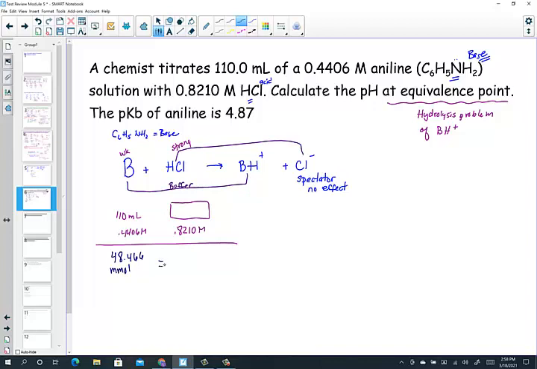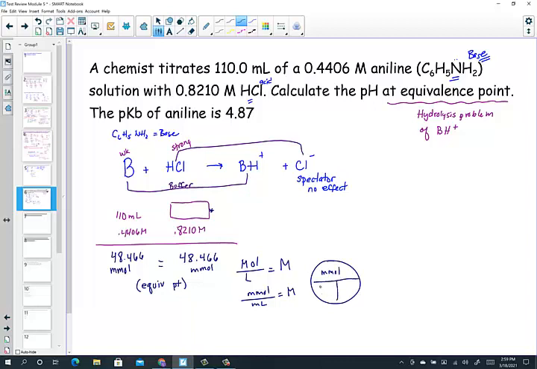The very definition of equivalence point says moles of base equal moles of acid. So I know that there's 48.466 millimoles of the HCl as well. That's the definition of equivalence point: moles acid equal moles base. Now I can work back to find the volume it took to deliver 48.466 millimoles. Remember that moles per liter equal molarity, and I've just been using millimoles over milliliters as molarity. So that's fine, the units agree.